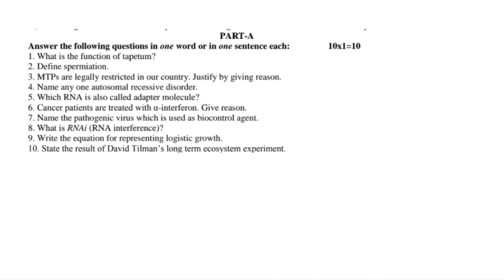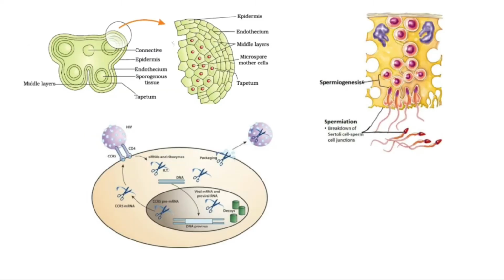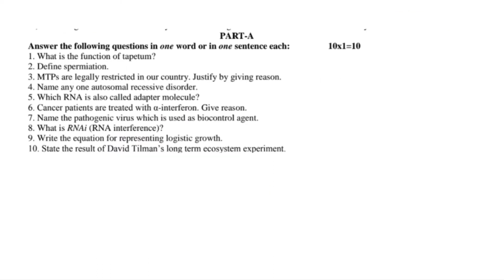Okay, the first question is: what is the function of tapetum? To learn the answer, let's go to the diagram. This is the diagram of the microsporangium, where the development of microspores takes place. You can see over here a particular tapetum is marked in this place, and also in this place you can see these cells, no? So these are marked as tapetum cells. So what is the question? You can see the question here: what is the function of tapetum?